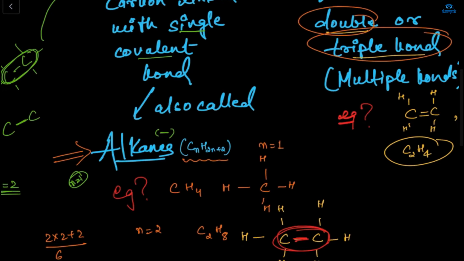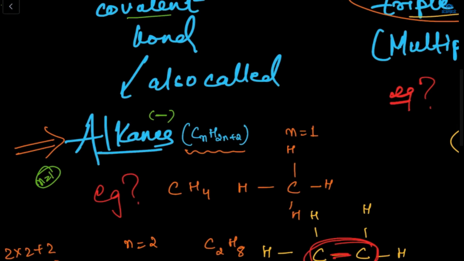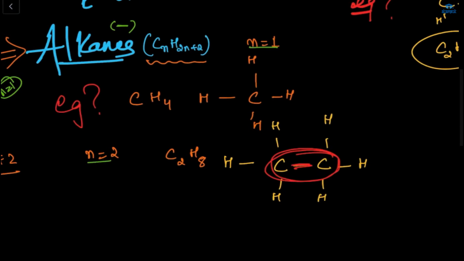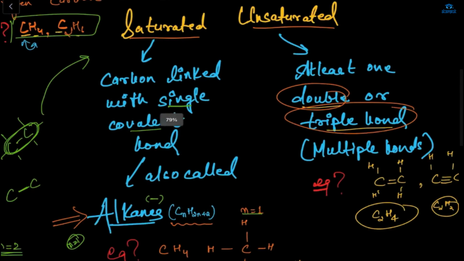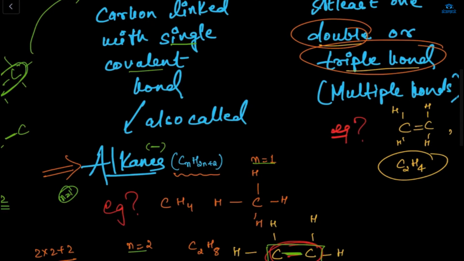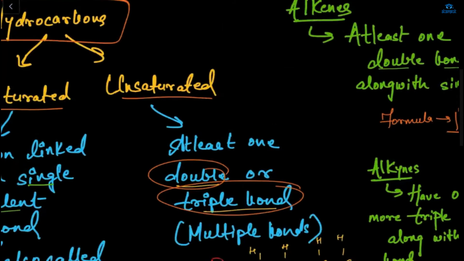Because alkane is having a single bond between carbons, and the formula of alkane is CnH2n+2. If I'm taking, let's say, n equal to 1, it will be like this. If I'm taking n equal to 2, it will be C2H6. So there's only one bond between the carbon atoms. So your saturated is the carbon which is having a single bond between the carbons. So that's alkane. Next is your unsaturated.